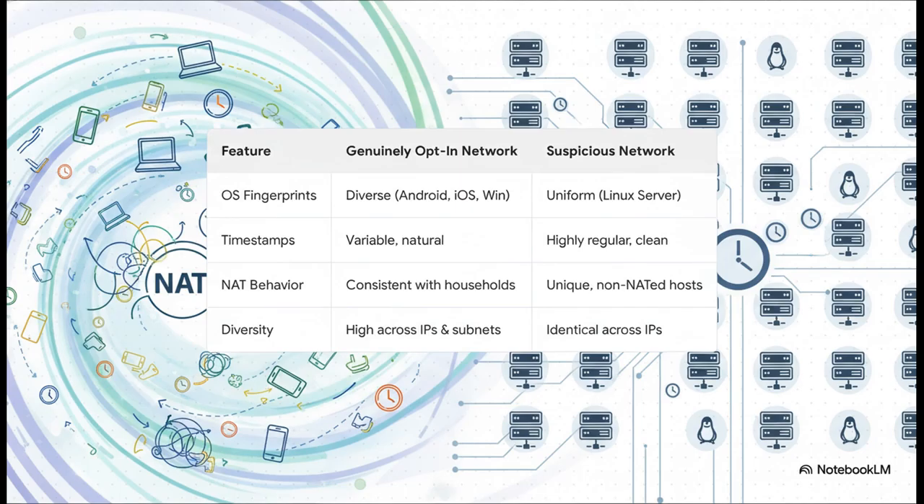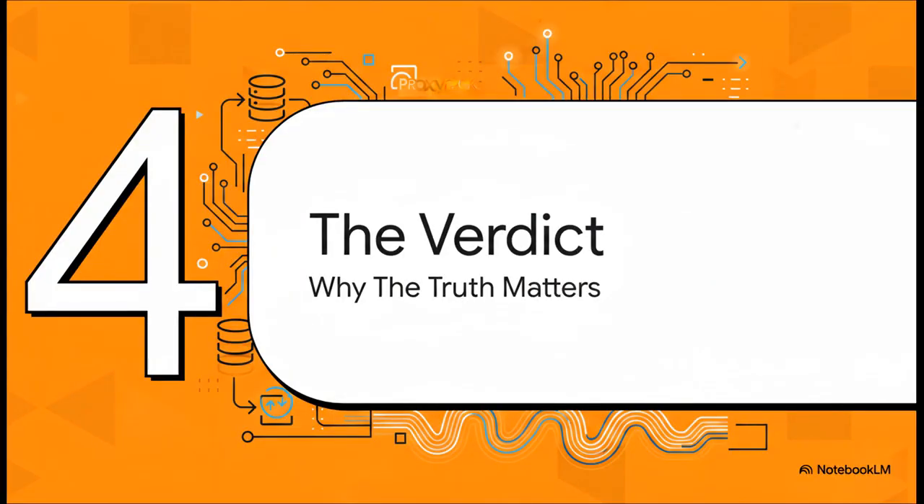This table just sums it all up perfectly. On one side, you have a genuine opt-in network. It's diverse, it's a little messy, a little chaotic. You get a real mix of operating systems and natural variable timestamps. But on the other side, a suspicious network is just unnaturally uniform. It's clean, it's predictable, everything looks the same: one Linux fingerprint, perfectly regular timestamps, and no signs of a real home environment.